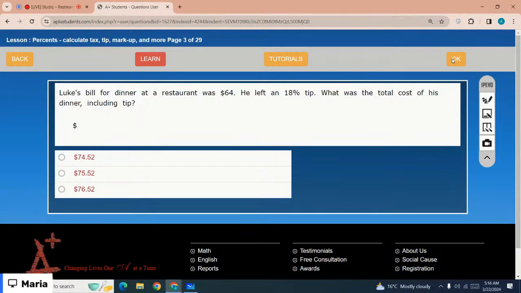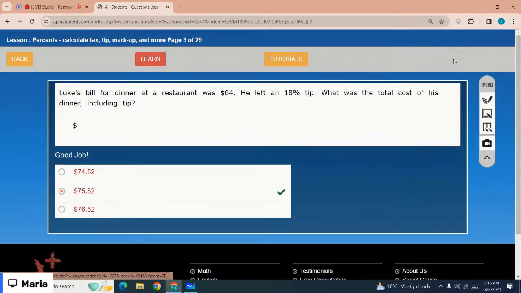Which is the correct option? 75.52. Okay, let's see. The correct option is $75.52. Okay, good.